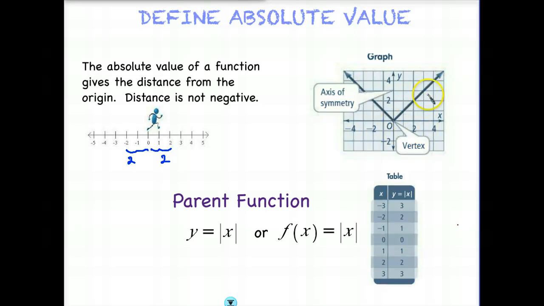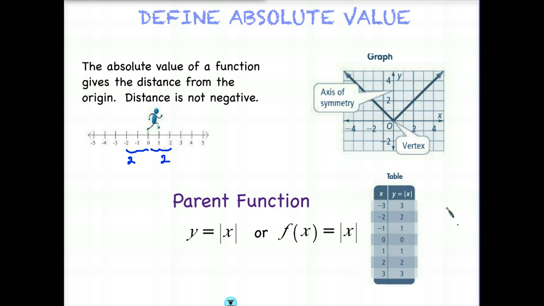Absolute value functions form a V. The bottom is called the vertex. And we usually try to find the coordinates of the vertex, just like we try to find the coordinates of the y-intercept on a linear equation, that being our starting point. The vertex is our starting point for an absolute value function. If I were to draw an imaginary line right down here, right down the middle, that line is called the axis of symmetry. Because if you'll notice, the right side is symmetric to the left side. And that is the axis of symmetry. So your absolute value functions should be symmetric from one side to the other.